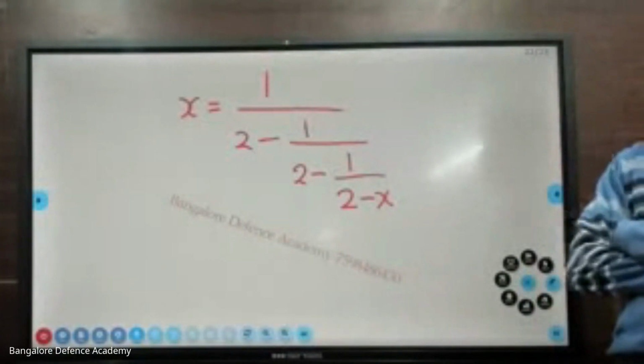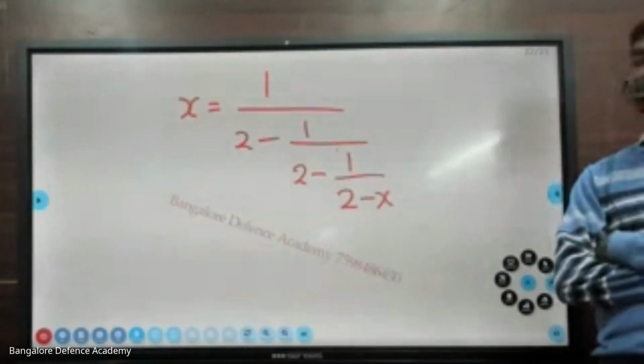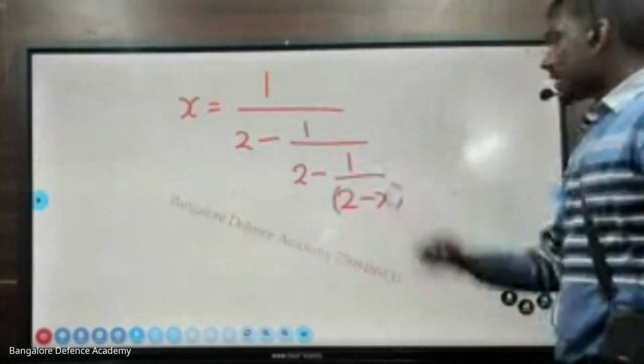Even the normal one you can't figure out, and this one has 1 by 2 by x as a denominator. Yes. Start doing it. At least write down the questions properly.